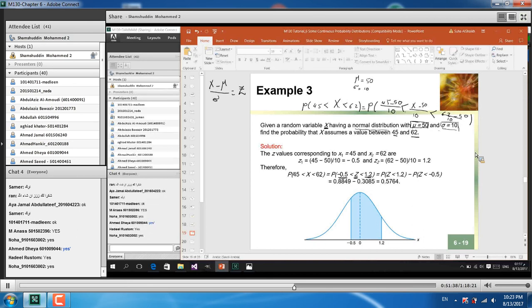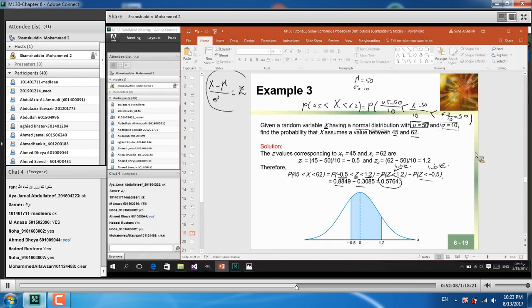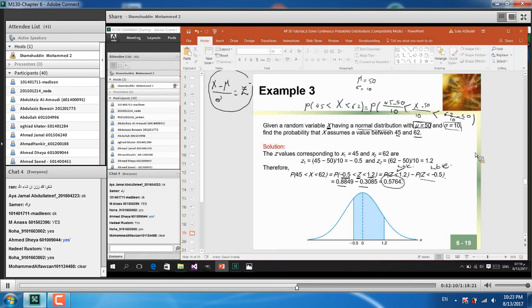Using the rules we learned, this is the probability z less than 1.2, which we can find from the table, minus the probability of z, now not greater than, it will be less than, since it became minus, z less than minus 0.5. Again, I can get this from the table. Getting the result of this minus this gives you the final result. Clear the idea? So mainly we are using this rule. We are doing this for all the terms that we have.